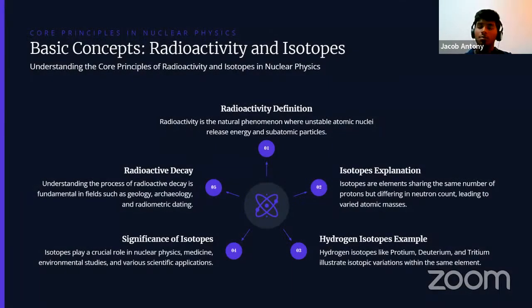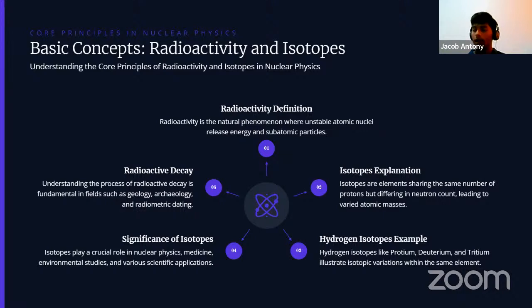Now you'll be looking at the core principles in nuclear physics, such as radioactivity. And once again, I'm going to recap what isotopes are. Radioactivity is a natural phenomenon where unstable atomic nuclei release energy and subatomic particles. Like I said, when they have too many particles within them and are unstable, to become stable, they release energy, and that is known as radioactivity. And isotopes are elements sharing the same number of protons but different neutron counts, leading to varied atomic masses.